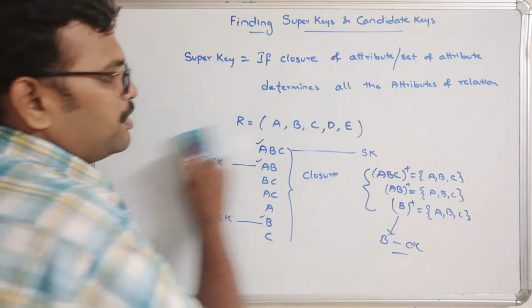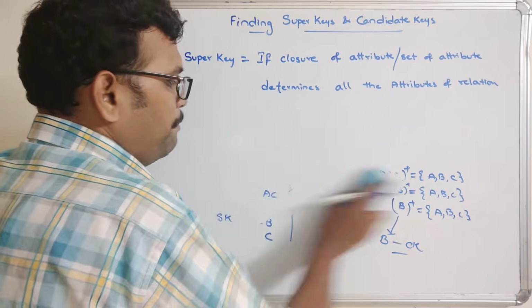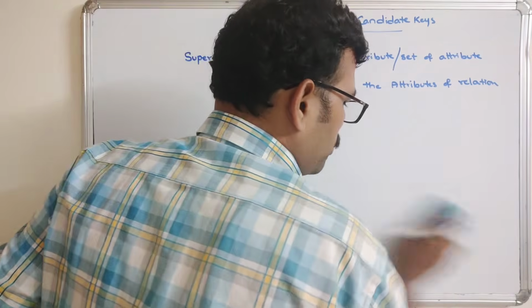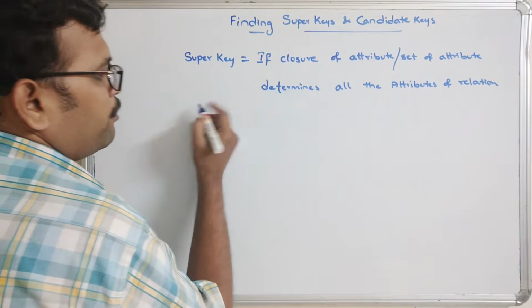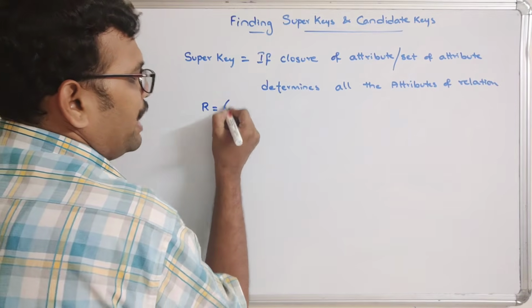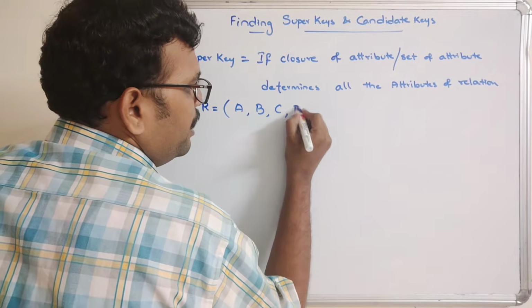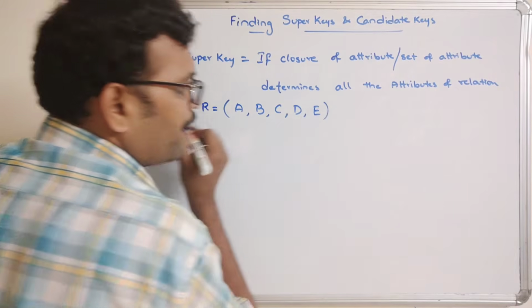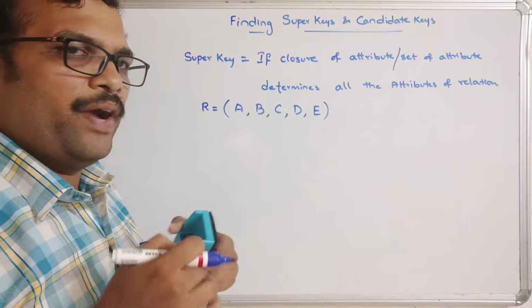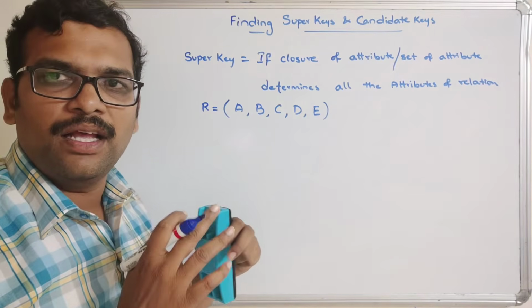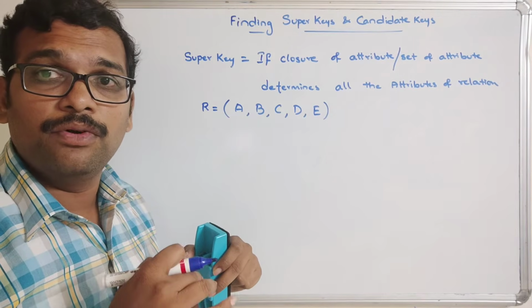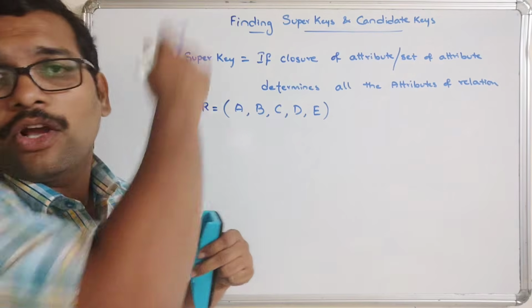So that we'll explain just now. Let us take one example with a larger number of attributes, not the simple attributes. Let us take R, a relation with the attributes A, B, C, D and E. There are 5 attributes, so we need to find the super key for this particular relation. For that we have to find the closure for all the combinations.